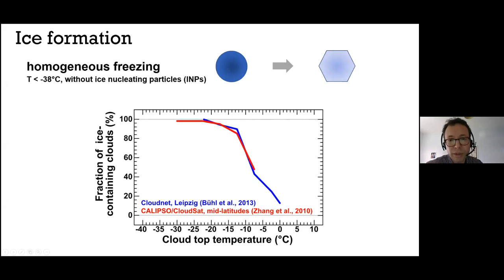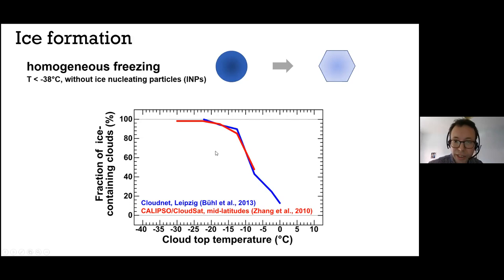So if we are in the regular atmosphere, we would only find cloud ice form at temperatures lower than minus 38 degrees Celsius if there were no particles available. So the particles we need now are called ice nucleating particles. The ones we need to form cloud droplets are called cloud condensation nuclei, or CCN. That's something I will refer to later. And the ones we need to form cloud ice are called ice nucleating particles.